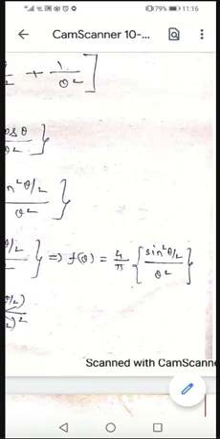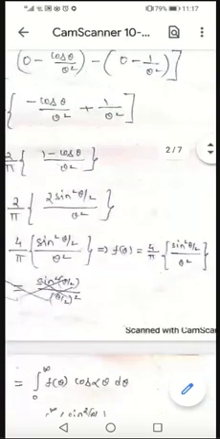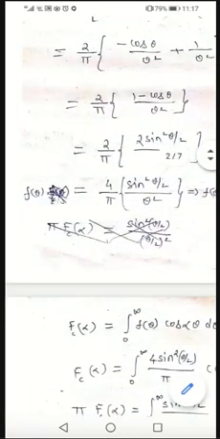This is what f of theta is. So hence we got the f of theta value, right? Now we have the Fourier cosine transform formula.